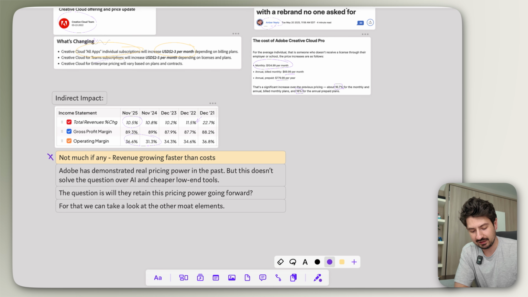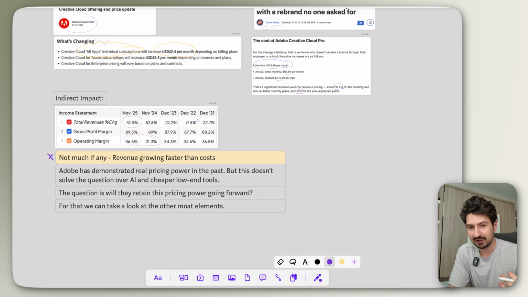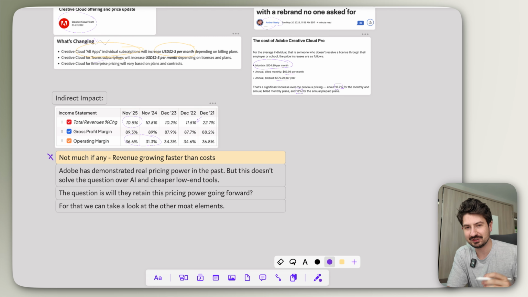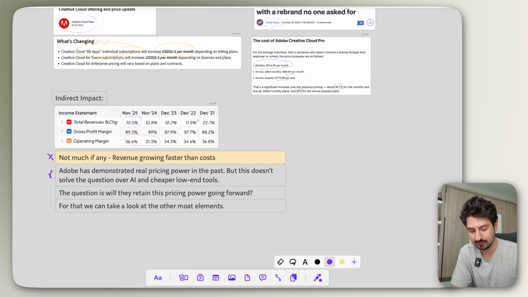There's not really any impact, and you would say that they have demonstrated pricing power even in 2025 when AI tools are abundant. But that also doesn't necessarily mean that AI tools, which seem to get better every quarter, aren't going to impact them in the future. So the question is really, are they going to maintain this pricing power going forward?